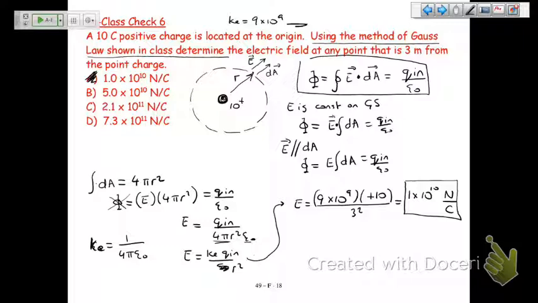So all I'd say to you is, you are free to pick a Gaussian surface. If you pick a good Gaussian surface, this law becomes easy to apply. And if you pick a poor choice of a Gaussian surface, this law still applies.